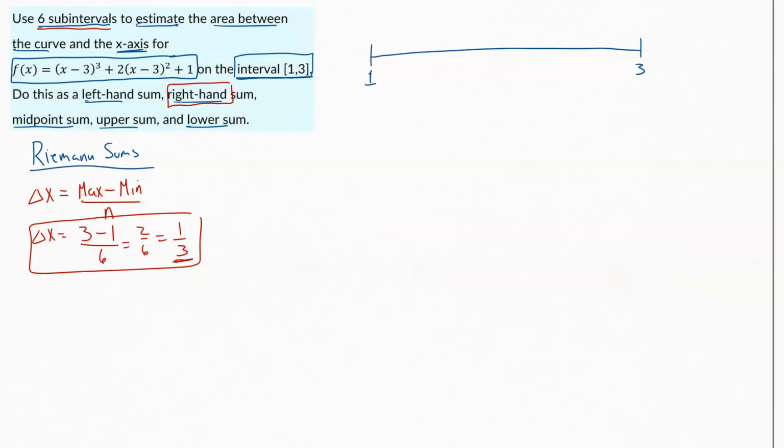We take that delta x, and what that allows us to do is now mark off this number line at every interval that we're concerned with. So starting at 1, I move over 1/3. Adding 1/3 to 1 gets me 4/3. Moving over 1/3 from there would get me 5/3. Moving over 1/3 from there would get me 6/3, which is also known as 2. Moving over from there would get me 7/3. Moving over a third from that would get me 8/3. And then moving over one more third would get me 9/3, which is known as 3.